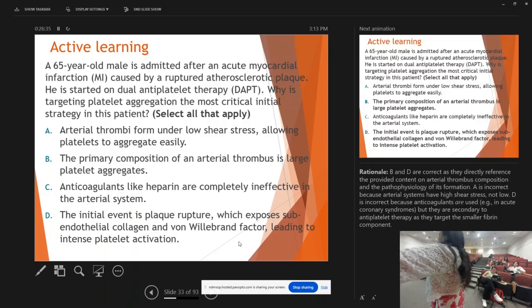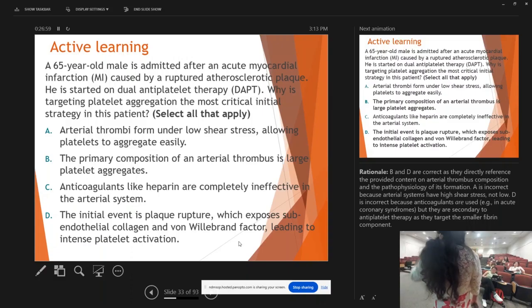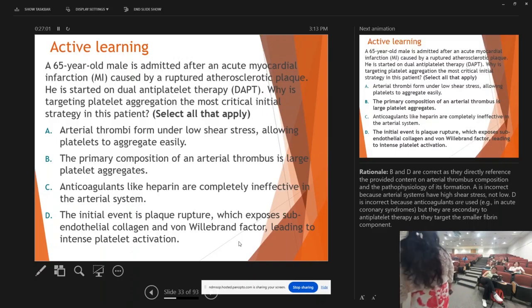So D is the initial event is plaque rupture, which exposes endothelial collagen and vWF, leading to platelet activation, right? So here we are saying platelets are aggregating. The question is why are they aggregating? Because of all this process happening, vWF is released and it's activated. So this looks good. And this is more like a clinical question; in the NAPLEX, this is how it will appear, but I am trying to replicate that.